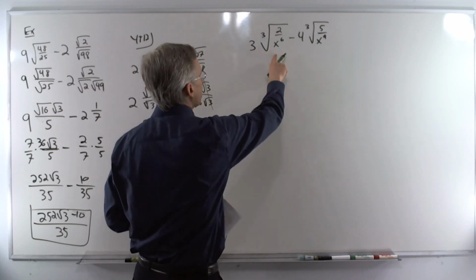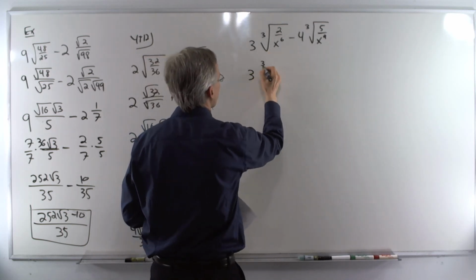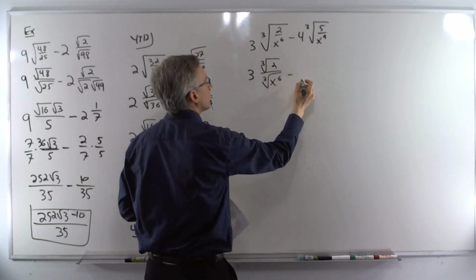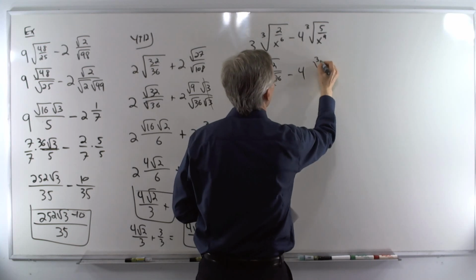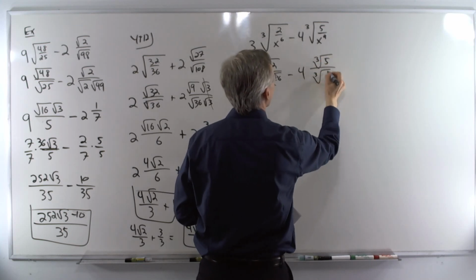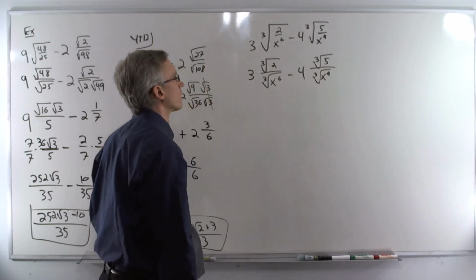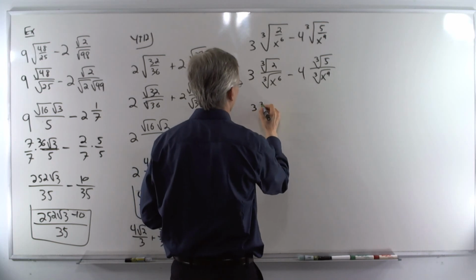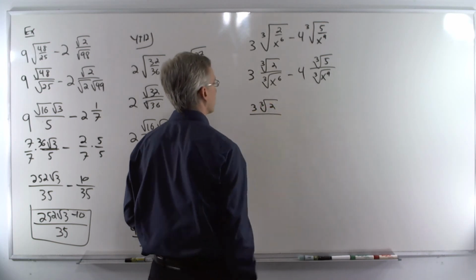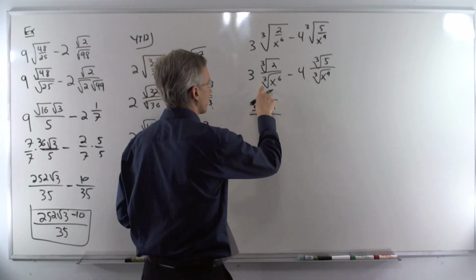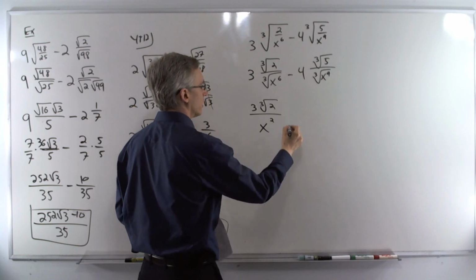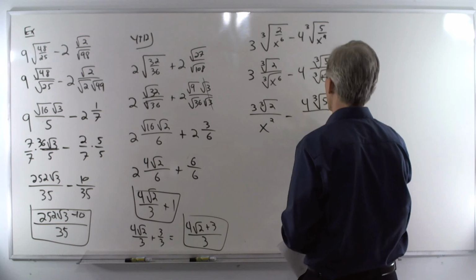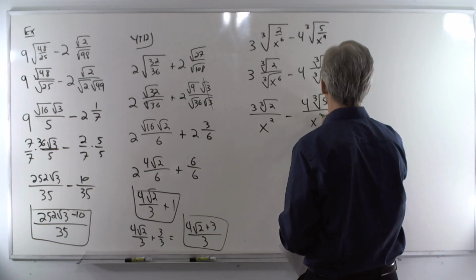All right, so we are going to break this up and simplify. So we got 3 times the third root of 2 over the third root of x to the 6th, minus 4 times the third root of 5 over the third root of x to the 9th power. So we can simplify those denominators. So I'm just going to go ahead and move 3 up top. 3 times the third root of 2 over the third root of x to the 6 is x squared. And then over here, we got 4 times the third root of 5 over x to the third.